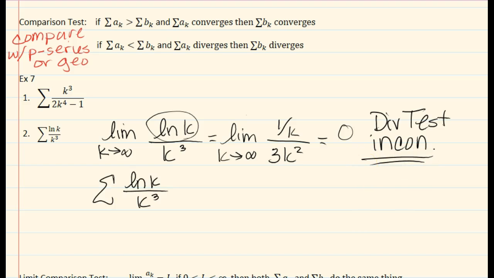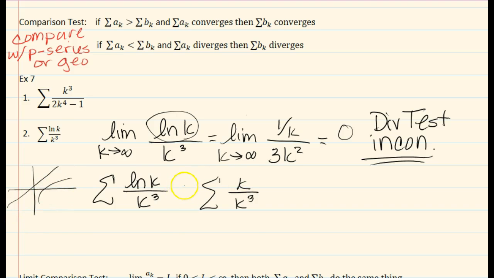So let's get our original series, and let's compare that to k over k cubed. The reason I'm doing that is that we know that the values of k are actually bigger than the natural log of k. We can see that just by their graphs.